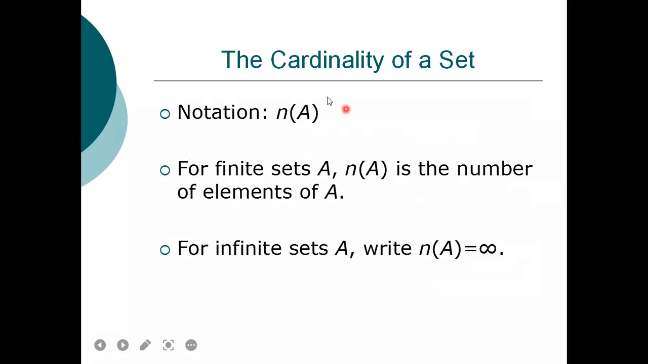Now, the notation for the number of elements of A. For finite sets A, the number of elements of A is the count of its elements. For infinite sets A, the number of elements of A will be what? Infinity, because the number of elements will be infinite.